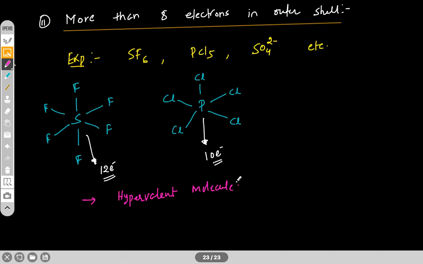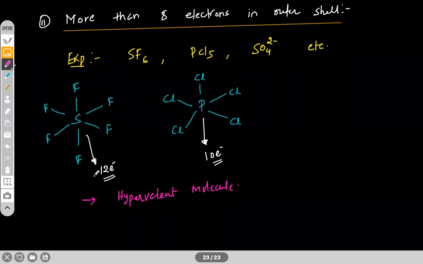All of you understand this? How do we calculate the number of electrons here? How do we get 12 electrons or 10 electrons? Please tell me, all of you. Yes, 2 electrons in one bond. D shell, that's also right. Okay. Why do these molecules show more than 8 electrons? Because they have d orbitals available, right?